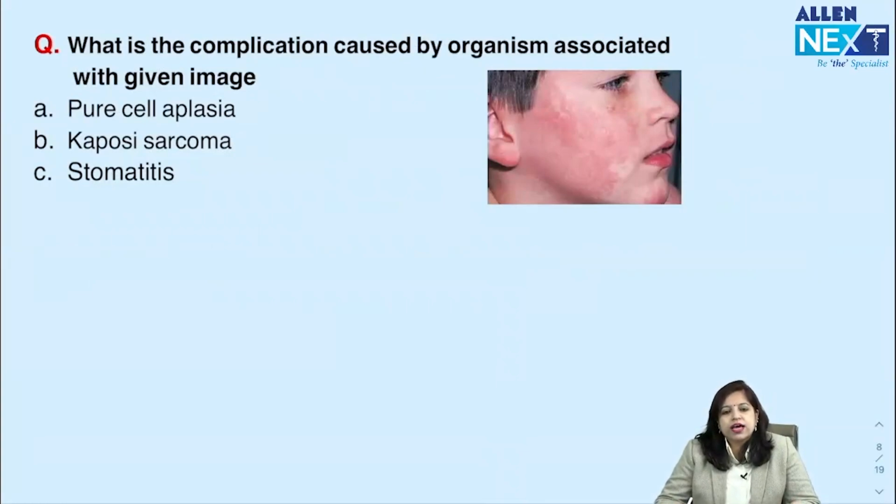What is the complication caused by the organism associated with the given image? So this is a typical slapped cheek appearance which was given, and we all know this. We are talking about erythema infectiosum, also known as the fifth disease, caused by none other than the dreaded parvovirus B19, right? So parvovirus B19 causes this slapped cheek appearance, erythema infectiosum as it is called. And of course, it is also responsible for the aplastic crisis, very commonly seen in children having chronic hemolytic anemias, something like sickle cell anemia or pyruvate kinase deficiency or hereditary spherocytosis.